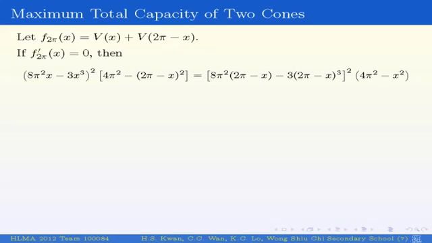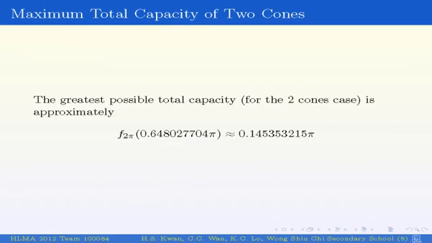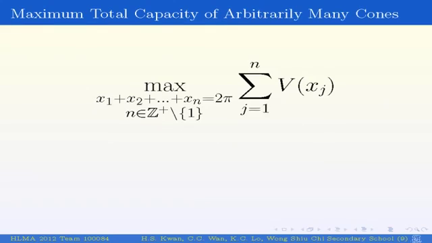By differentiation, the greatest total capacity corresponds to the root of this degree 7 polynomial equation. But since f2π is symmetric about x is π, we can adopt a suitable substitution in order to simplify this equation. And by solving, we know that the greatest total capacity corresponds to the moment when x is 0.648π. And now, we will come to the problem of arbitrarily many cones.